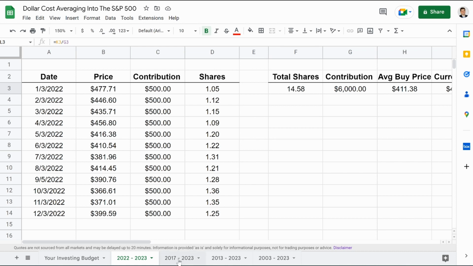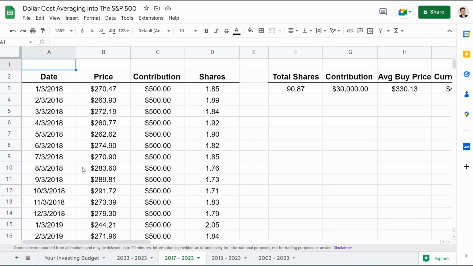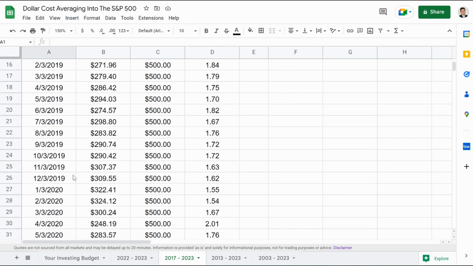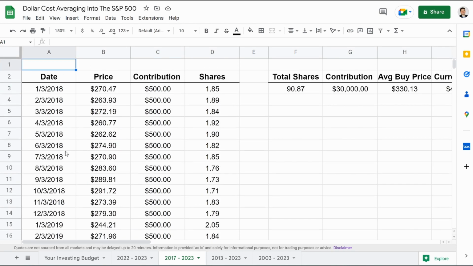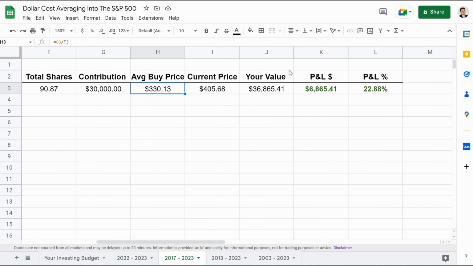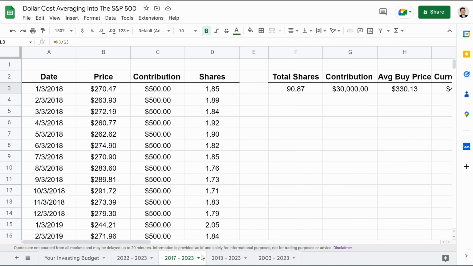So now let's look at what about if we did the past 5 years. From 2018 all the way to 2022, you were contributing $500 a month. And you can see the shares over here. We have a total of 90 shares now. Over 5 years, we've contributed $30,000. Our average buy price was $330. The current price is $405. Our value is now $36,000. So we've made over $6,000, and we're at a profit of 22%. That's looking pretty good. It just keeps getting better.